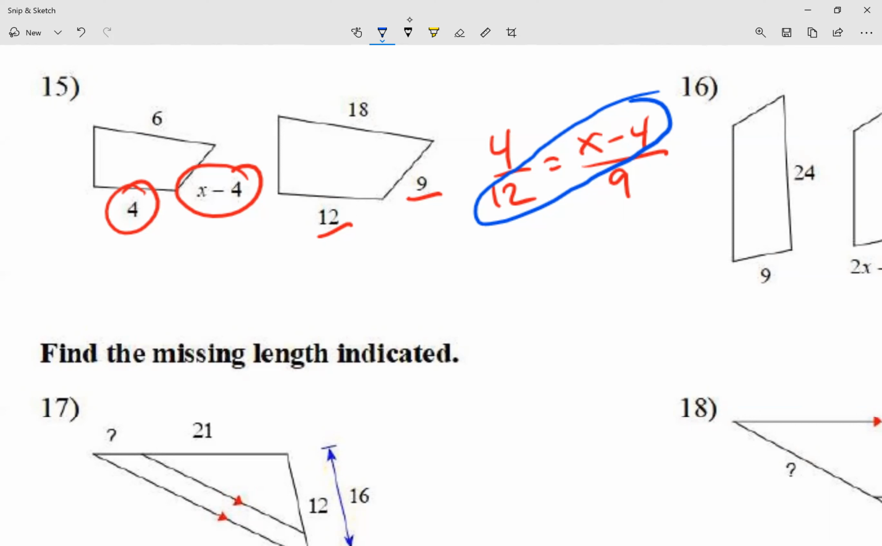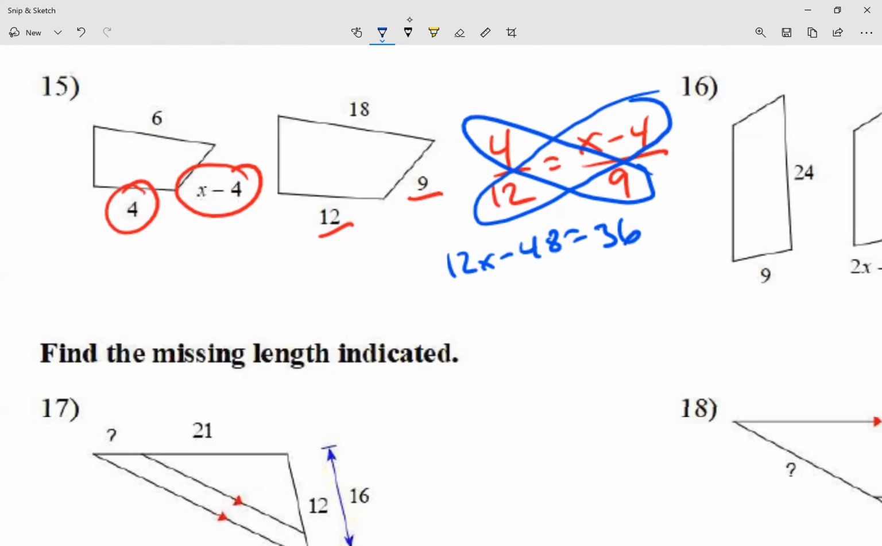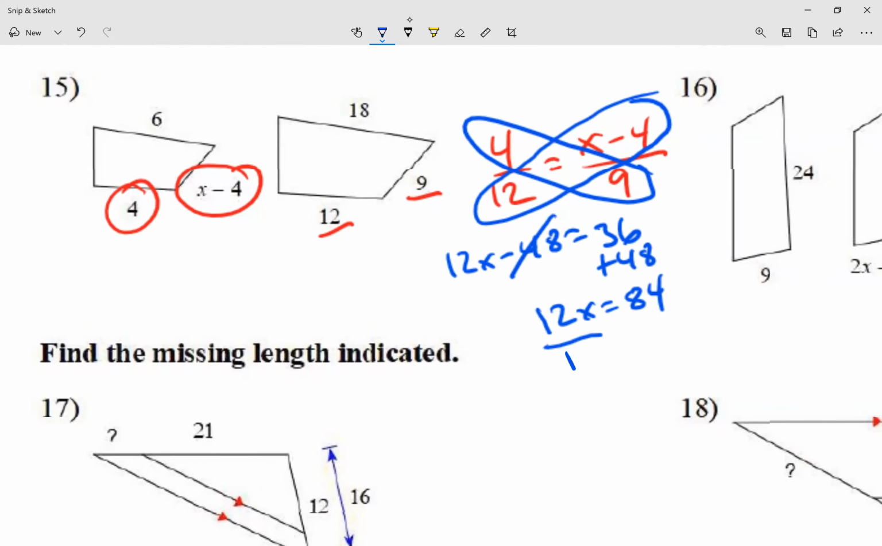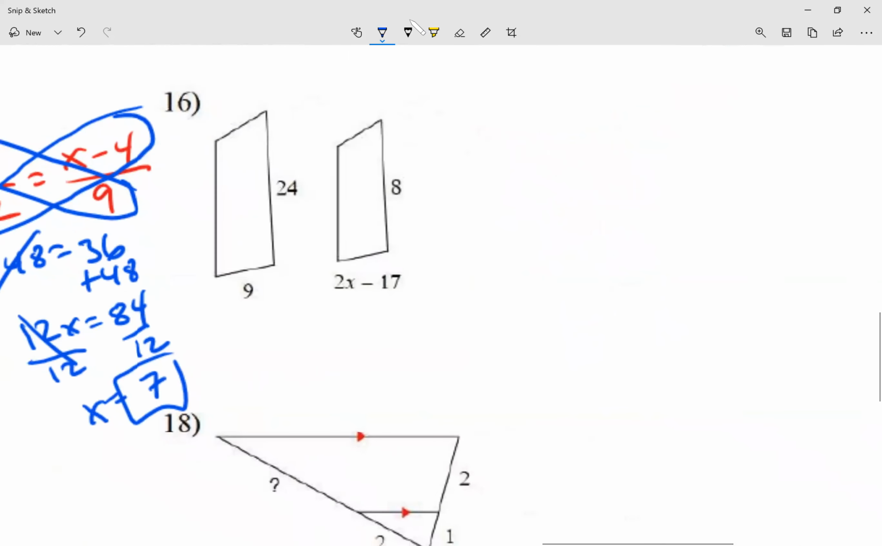I'm going to go 12 times x and 12 times 4. So it's going to give me 12x minus 48 equals 4 times 9, that's 36. My minus 48, let me move it over as a plus 48. So I get that 12x is equal to 84. Let me divide by 12. X equals 7. If we simplify my numbers to begin with, we get the same answer. It's not going to change the answer, it's just going to make us deal with smaller numbers. I'm okay with dealing with big numbers, so I left it as a big number.